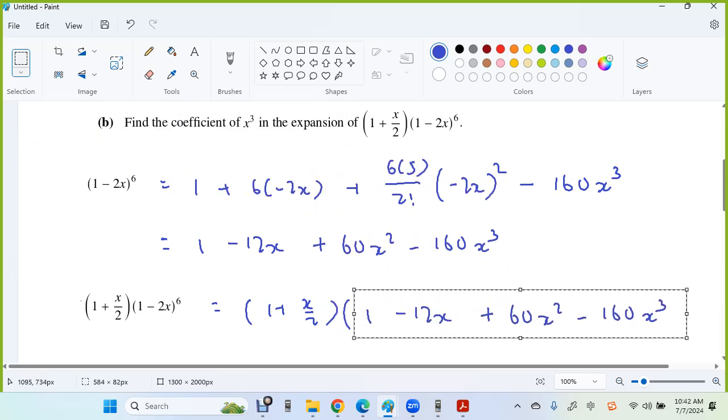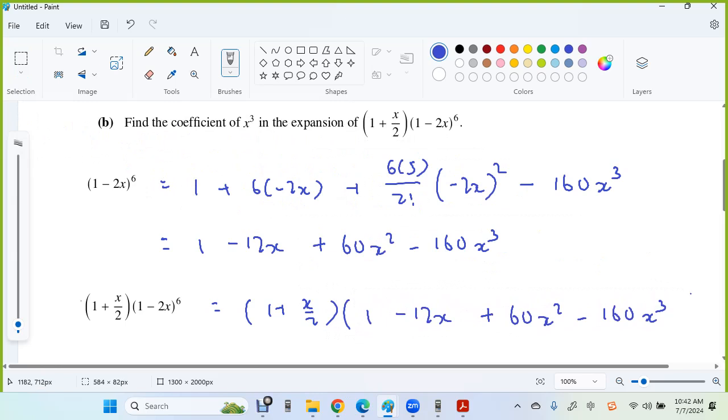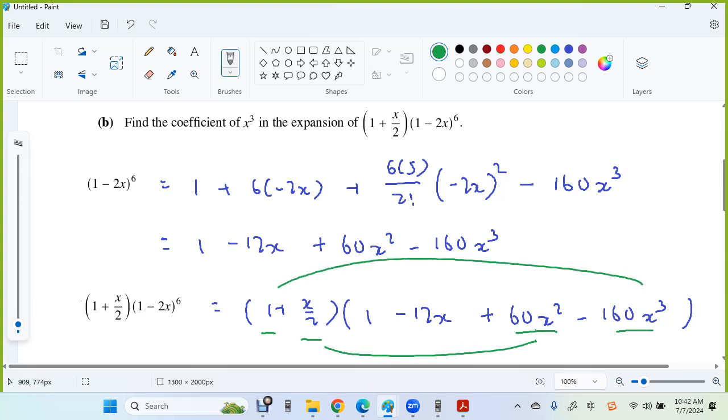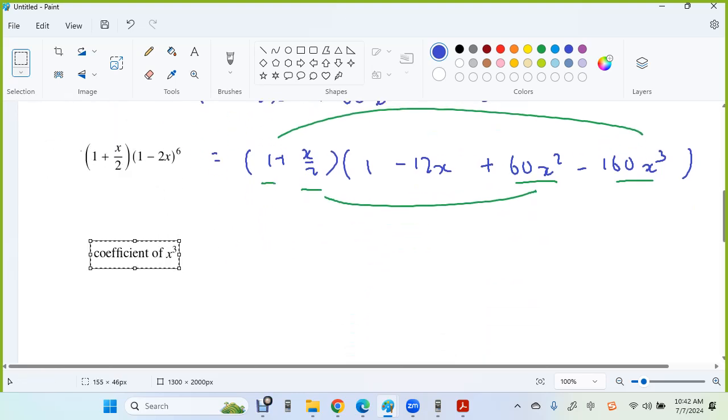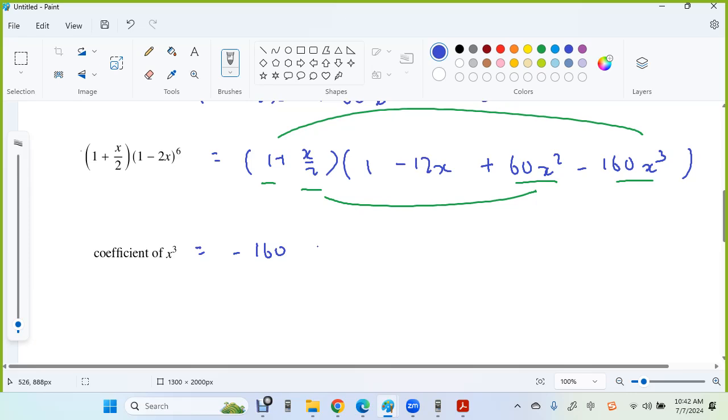Okay, so we want to have the coefficient of x cubed. So the coefficient of x cubed will be this one multiplied with this, and this one multiplied with this. Okay, so the coefficient of x cubed is actually the negative 160 plus half times 60. So it will be negative 130.